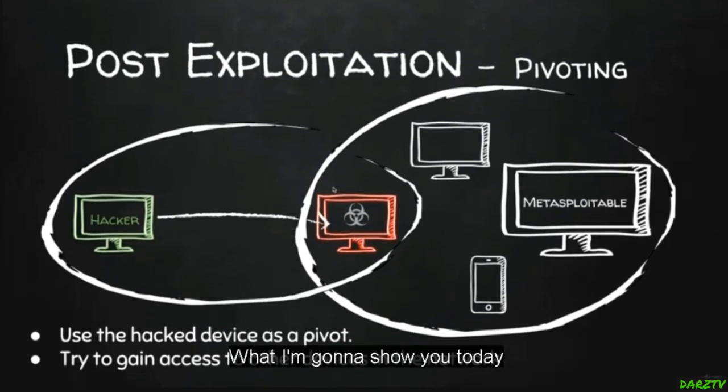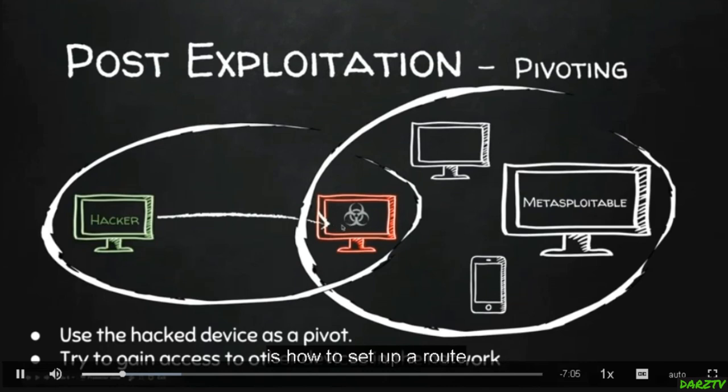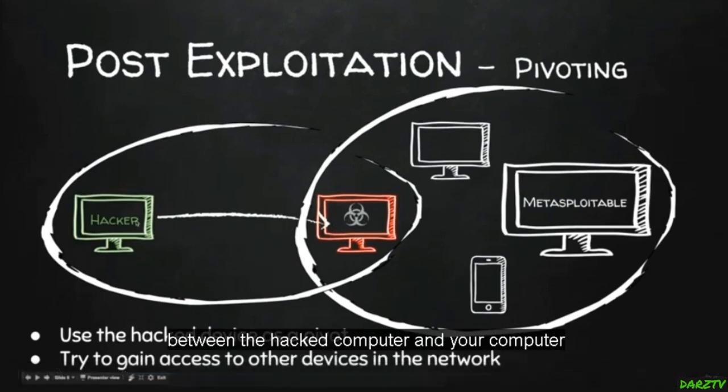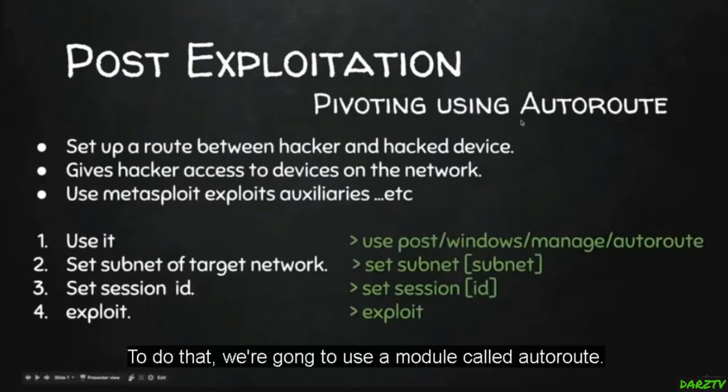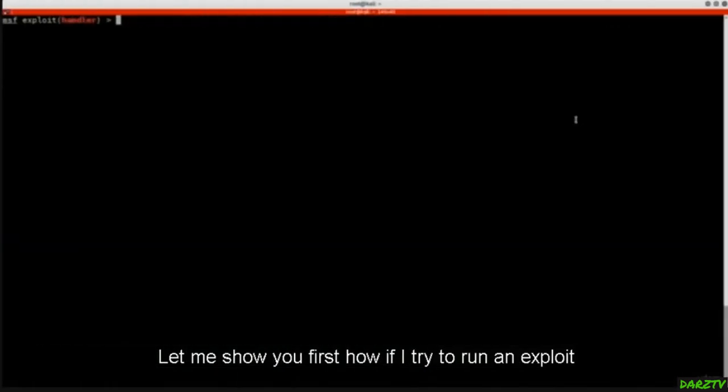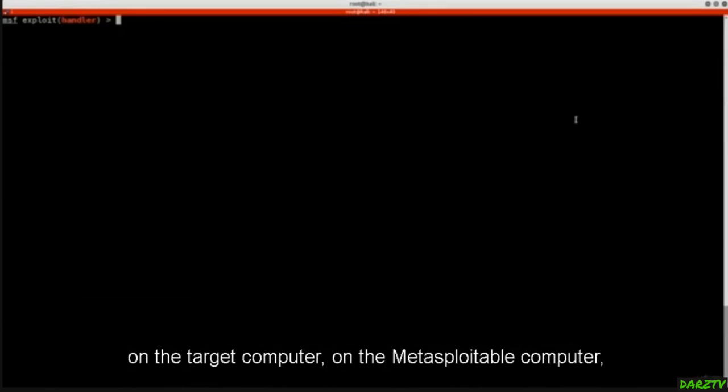What I'm going to show you today is how to set up a route between the hacked computer and your computer so that you can use any Metasploit auxiliary or module against this big network. So we'll be able to use Metasploit exploits, we'll be able to use port scanners that come with Metasploit and other useful modules. To do that, we're going to use a module called AutoRoute. Let me show you first how, if I try to run an exploit on the target computer, on the Metasploitable computer, it's not going to work because it's not visible to me.